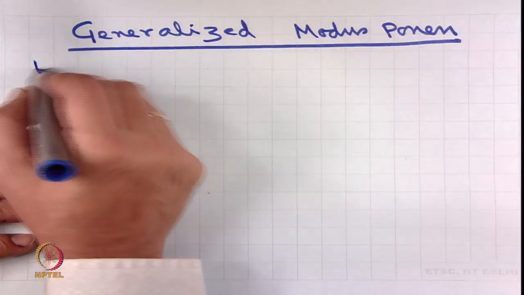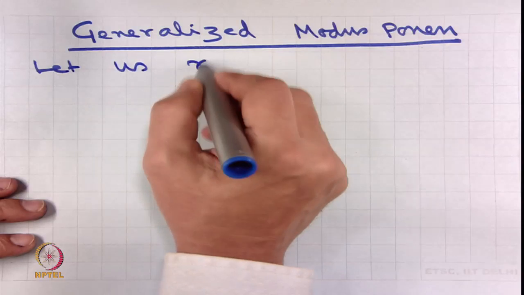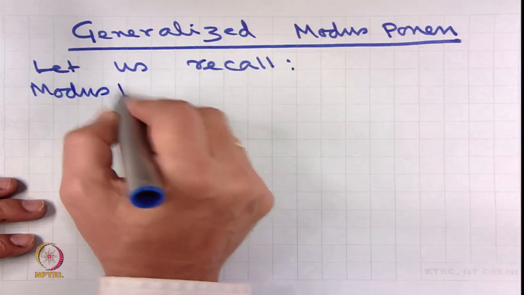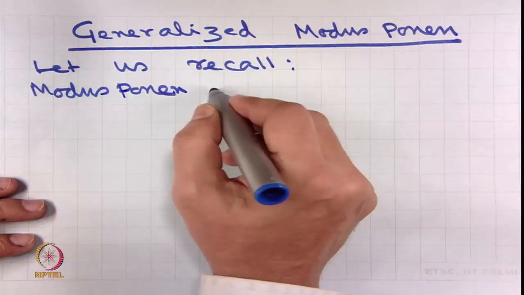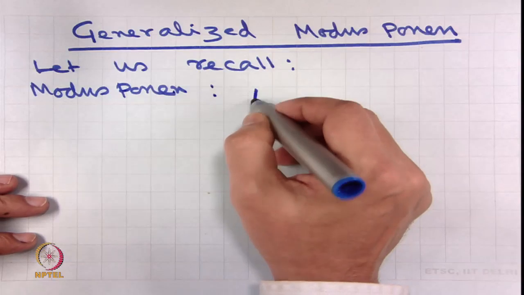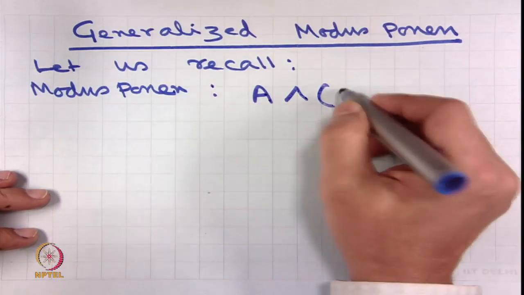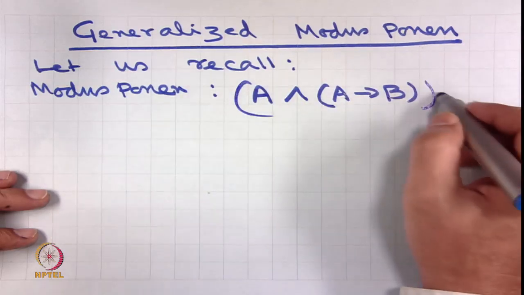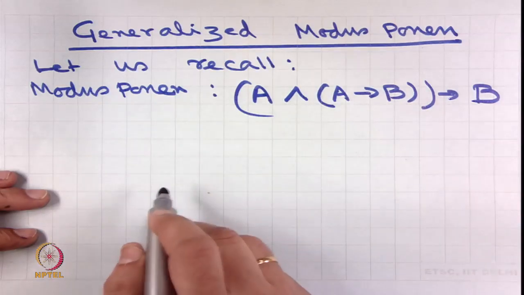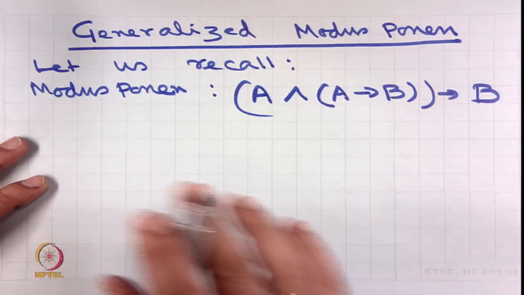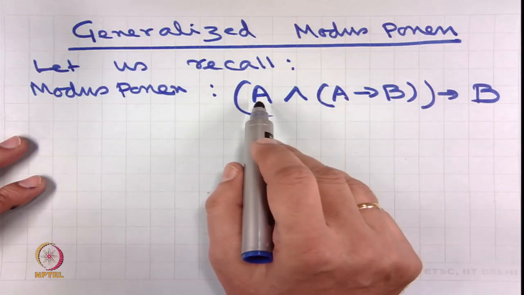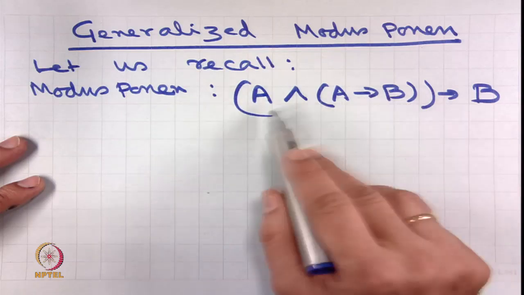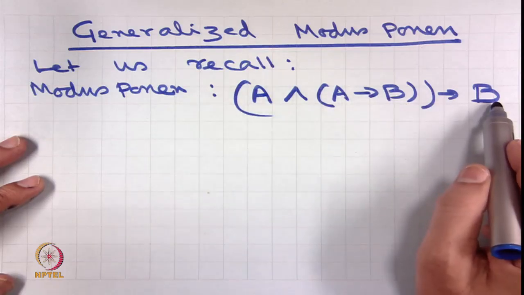let us recall modus ponens says that A and A implies B implies B. What does it mean? It means that if A is true and A implies B is true, then together they imply that B is true.